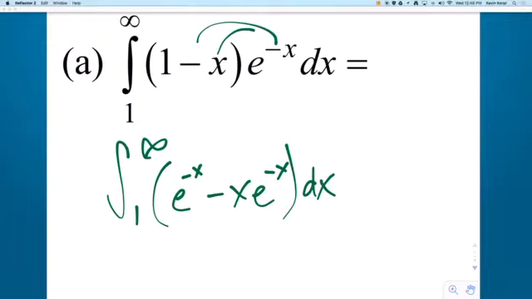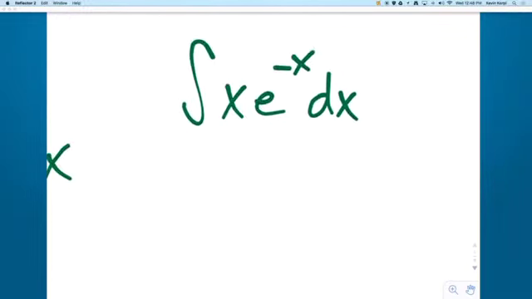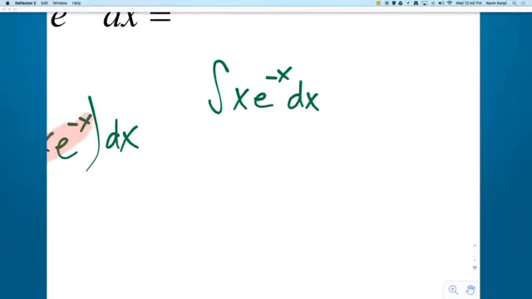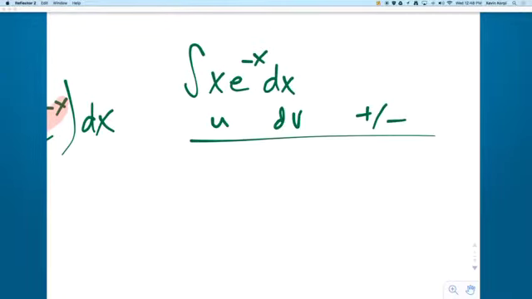Now, the first term is pretty easy to integrate, right? It's just an e to the negative x with the correction of a negative 1. The second term is going to require, let's see, let's just go off to the side, do some bench work here. If I were just faced with that. Yeah, integration by parts. Very good. So this one is going to work with the single method, but if you want to do the tabular method, that's fine. U, dv, plus minus.